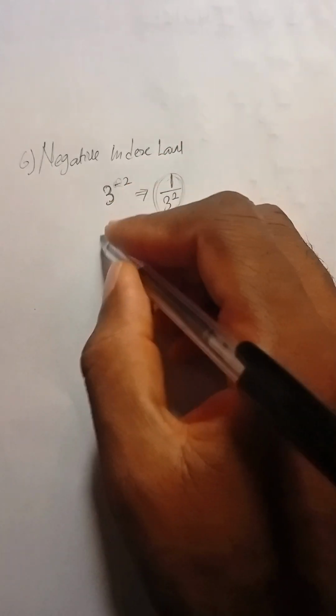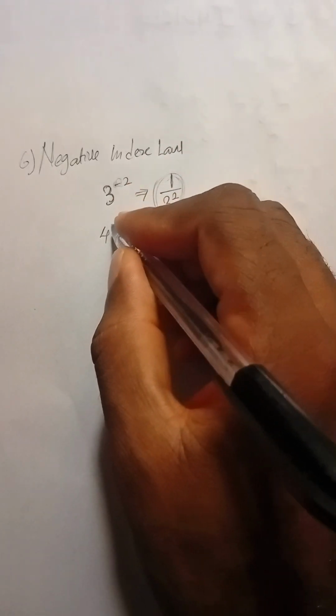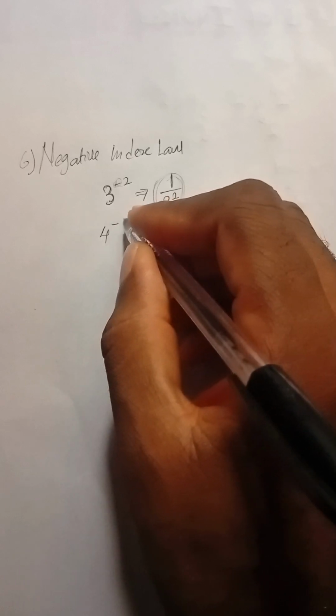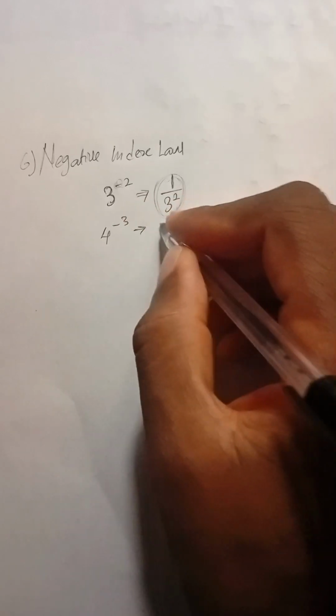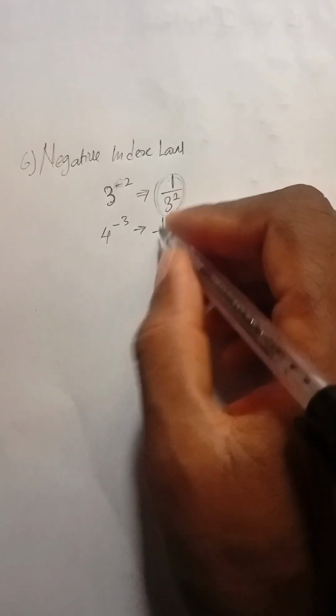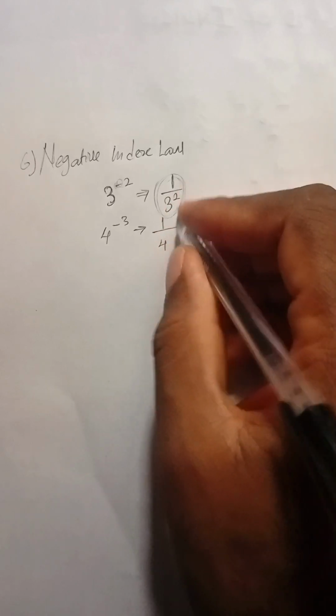So any number, 4 raised to a negative power, will be expressed as a fraction: 1 divided by 4 raised to the power of 3. So that's a negative index.